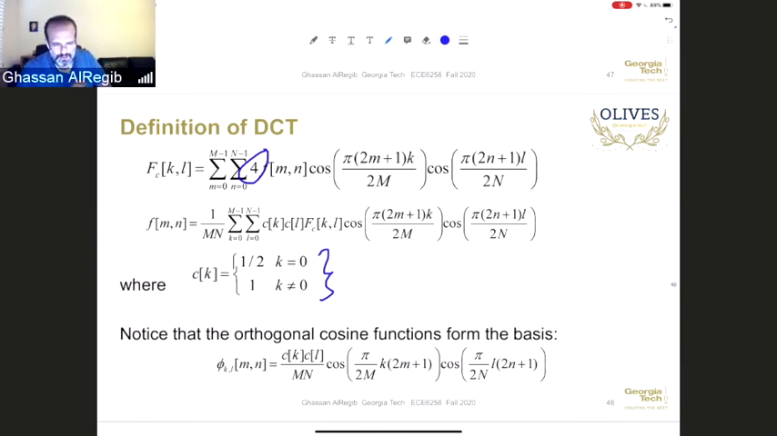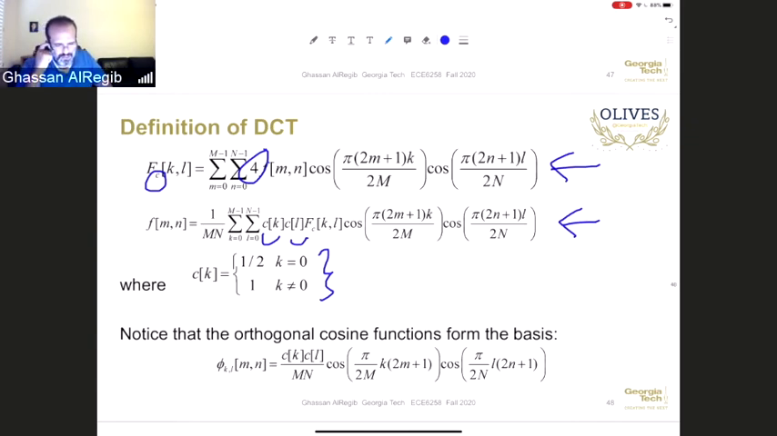So this is the forward definition of the DCT, and we just add a small c here just to account for DCT, cosine. And here is the inverse. And C of k and C of l are defined based on what index k and l are. So C of k is half when k equals 0.